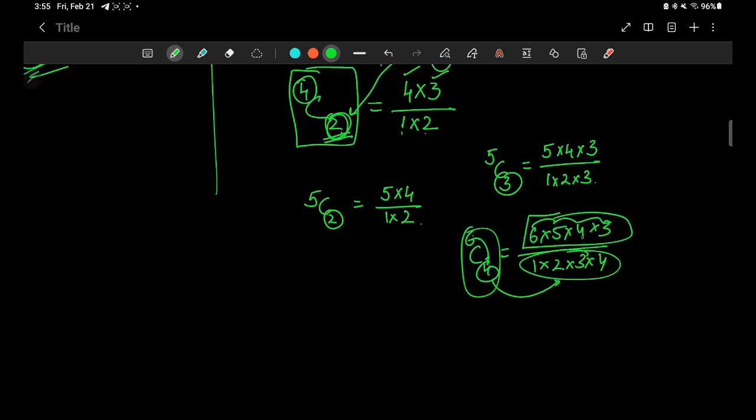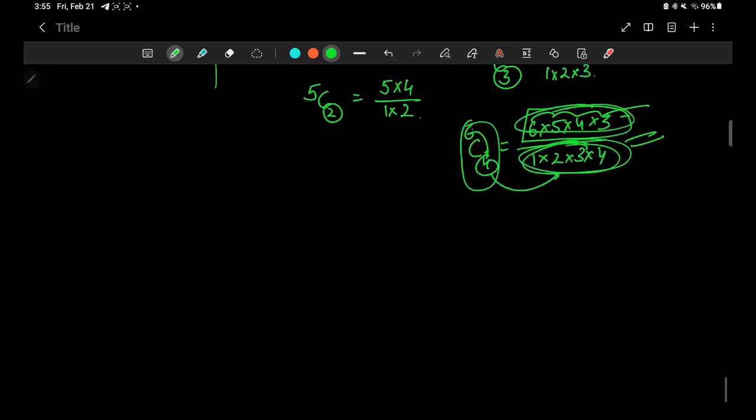Now this one is also a very cumbersome process, this 6C4. See how big the numbers are, it's getting very tedious to multiply this and divide this. So in combination there is a formula.